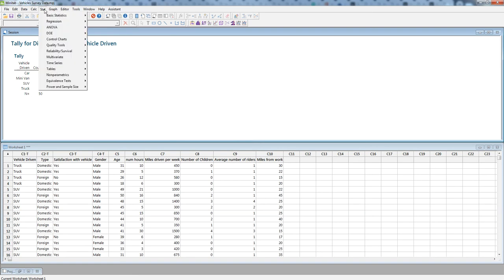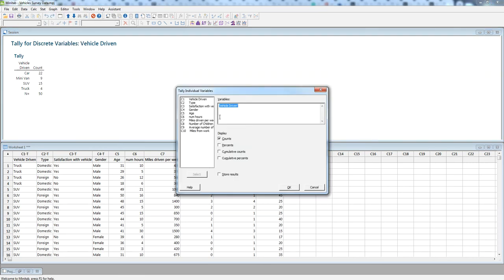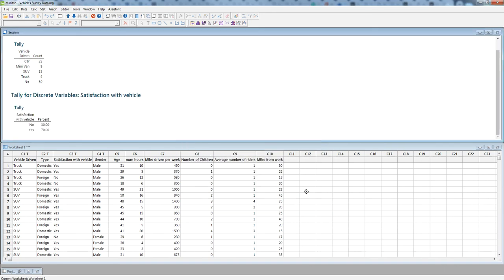So we're going to go back to Stat, Tables, Tally Individual Variables. Since I've already done vehicles driven, which was the most interesting one in here, let's do whether or not someone is satisfied with their vehicle. So we'll throw that in there because I've definitely driven a car I didn't like. And since I've already done counts or a frequency table, let's do relative frequency. So I need to turn on percents and turn off counts. And let's see how this looks.